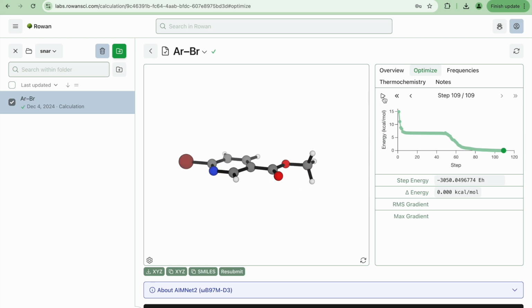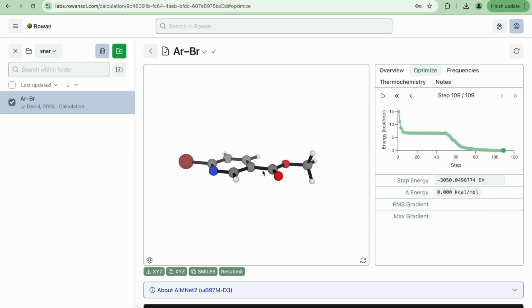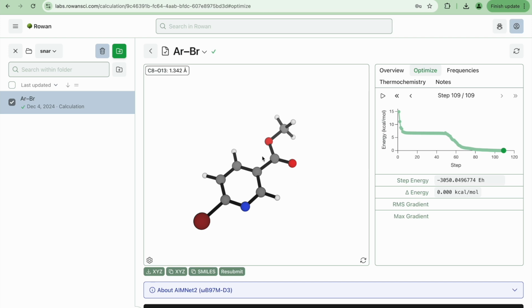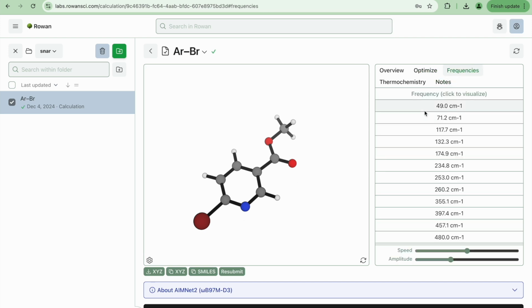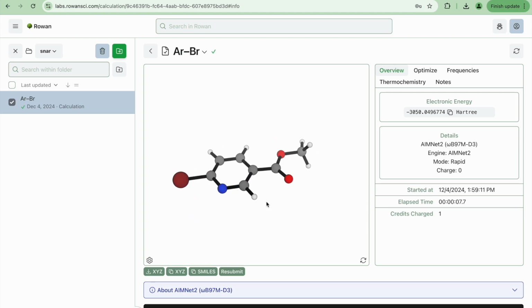So if we play the optimization through, we can see the big change is that we rotate the CO2Me to be in plane, which makes sense. So now we have some conjugation here. And if we look at our frequencies, they're all positive. We have no imaginary frequencies, just like we expect. So this is indeed truly a ground state. And this is a lovely reactant complex for our reaction.